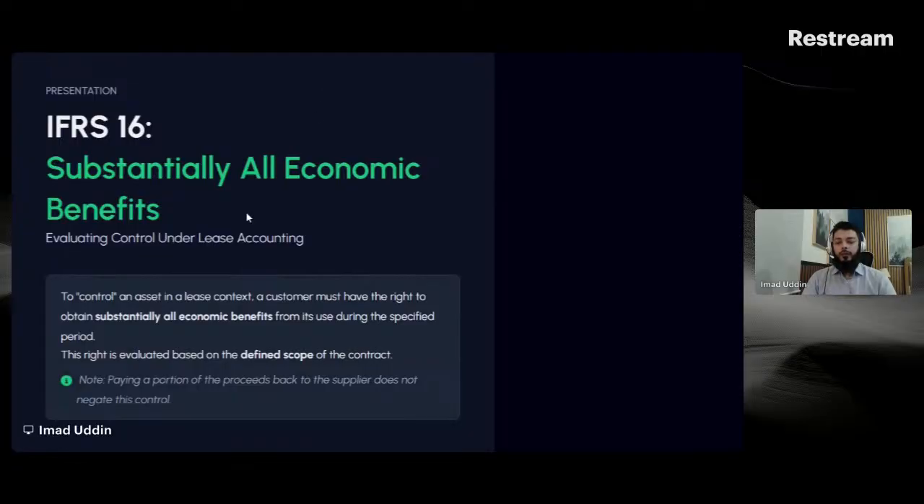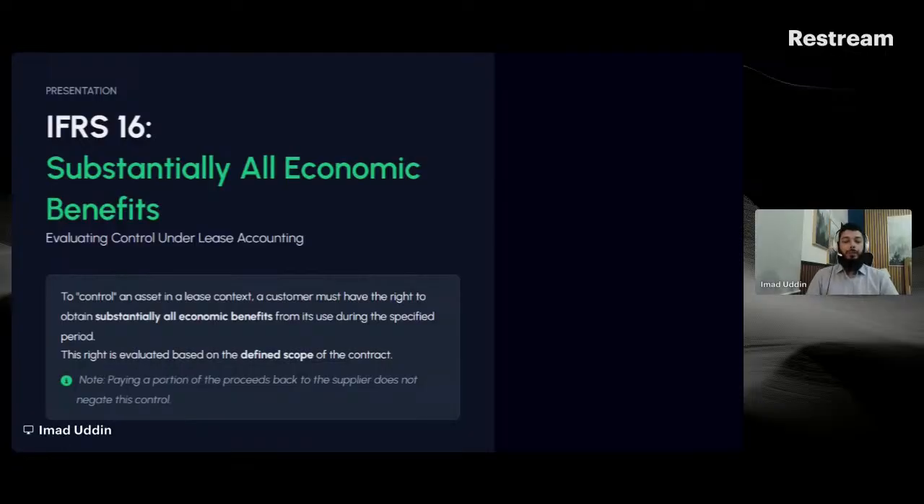So let's move towards the next slide, which is what it means for a lessee to have substantially all of the economic benefits, which is also part of control. So to control an asset in a lease context, a customer must have the right to obtain substantially all of the economic benefits from its use during the specified period. The right is evaluated based on the defined scope of the contract. So, for example, paying a portion of the proceeds back to the supplier does not negate this control.